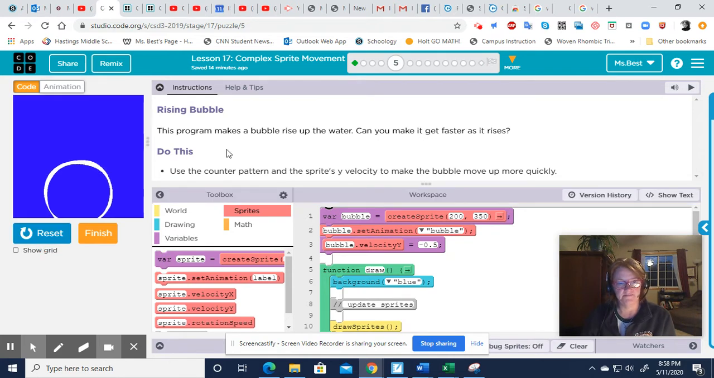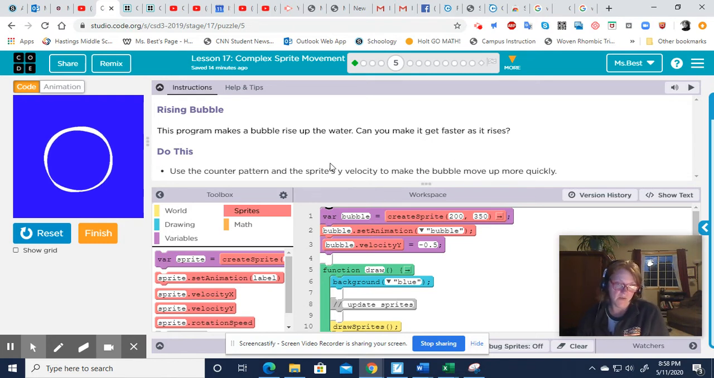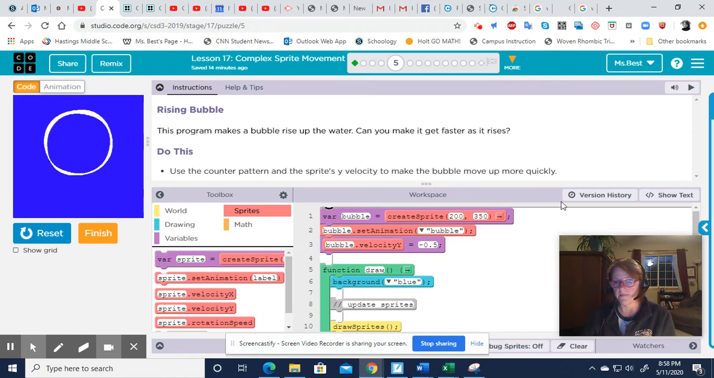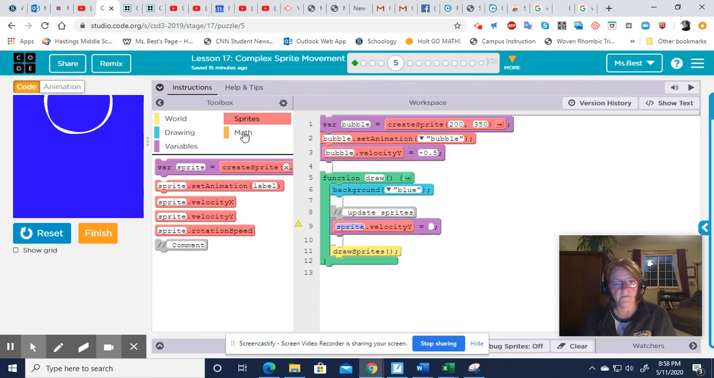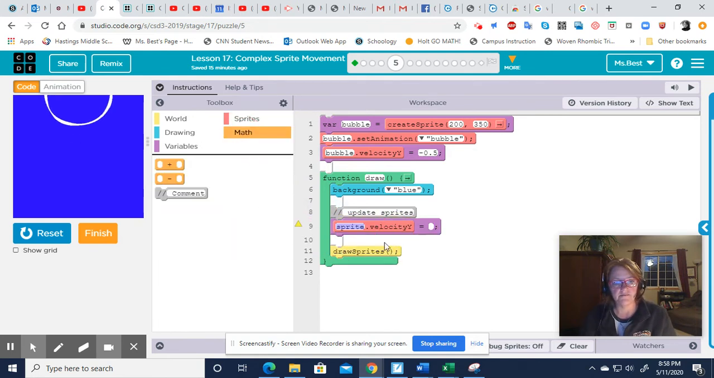Here's the bubble. This is a bubble rising up in the water. Can you make it get faster as it rises? So use the counter pattern again for the y velocity and make it move more quickly. Okay, so let's see what we've got here. Velocity, it's vertical, so we need a velocity y. And I need some math. Oh, so now let's think here.